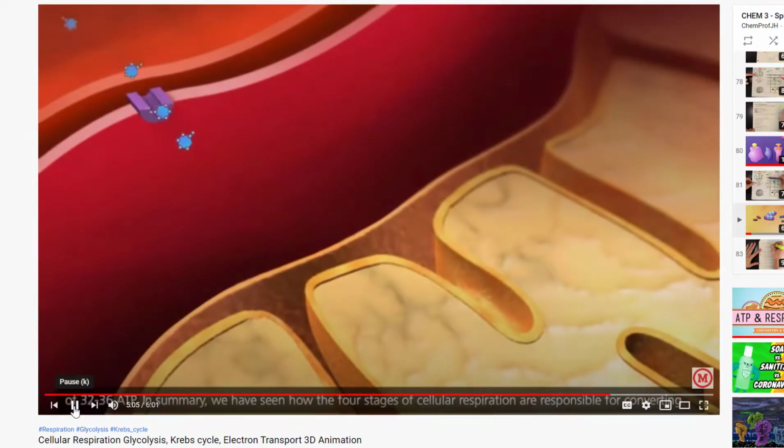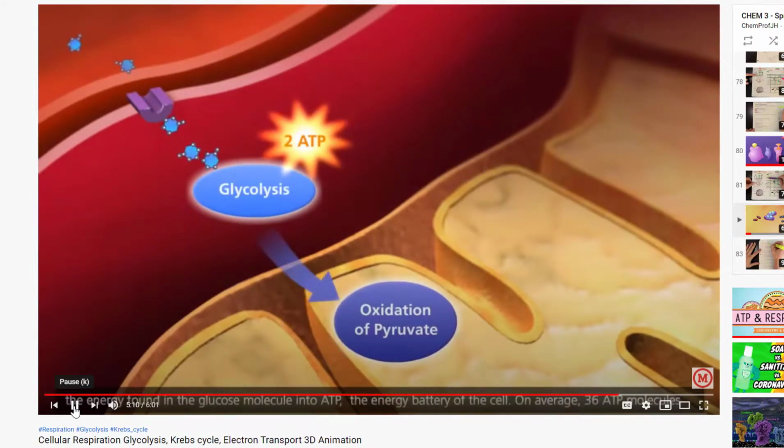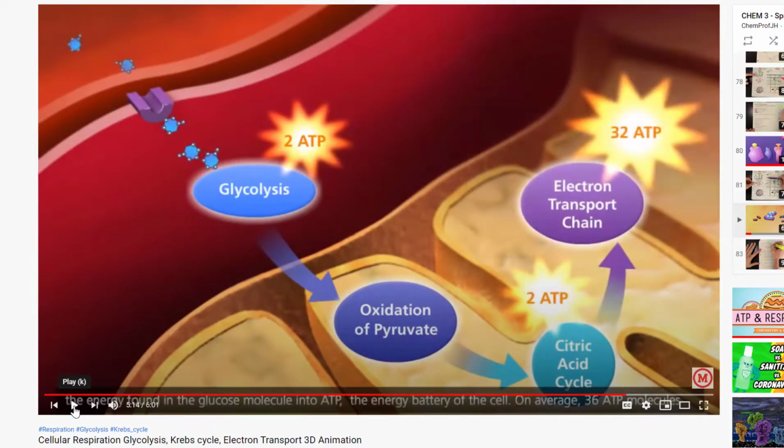In summary, we have seen how the 4 stages of cellular respiration are responsible for converting the energy found in the glucose molecule into ATP. So just a final observation here. We're inside of the cell here. This is a membrane channel that's allowing glucose into the cell. Here's glycolysis in the cytoplasm with a net of 2 ATP. Inside of the mitochondria is where, if there's oxygen present, aerobic reactions happen where we have pyruvate get oxidized.